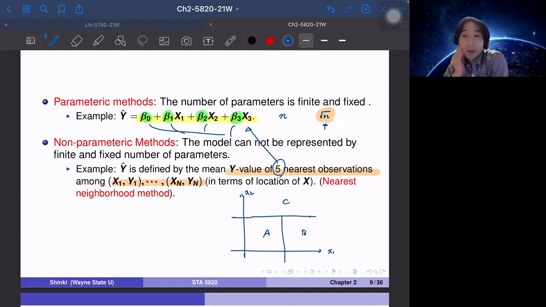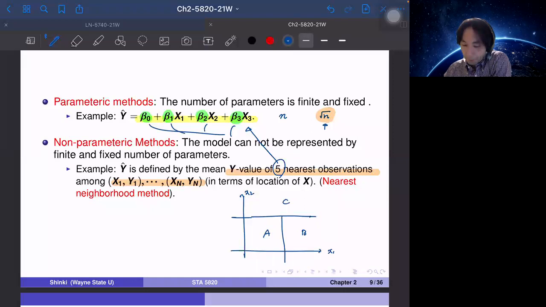Think about the computer code. If you write the code for the 5 nearest neighborhood method, you cannot really express the formula with just a fixed number of parameters. If we have 100 observations and 100 nearest observations, then it is just the average, so we can describe it without any parameter. But in the case of 5 nearest neighbors, we cannot, right?